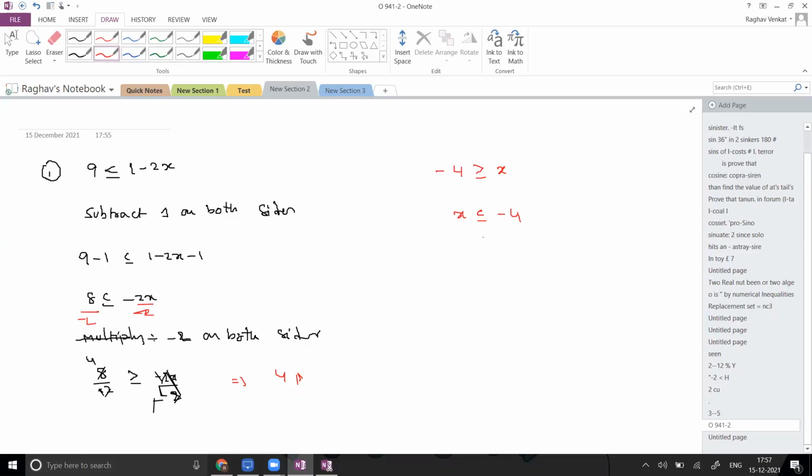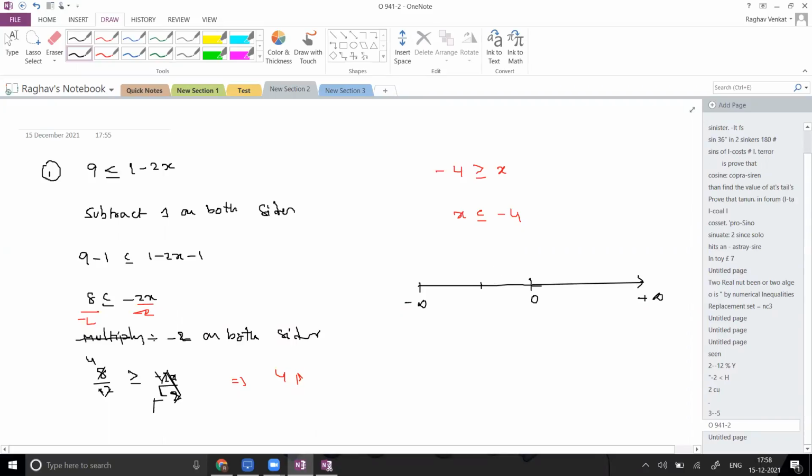Confused? x less than or equal to minus 4. So initially, in the question they will ask us to represent the solution set on the number line. Then it will be easy to understand for higher level numericals. So I am taking the number line. This is 0, this is plus infinity, this is minus infinity. What does the statement say? x less than or equal to minus 4.